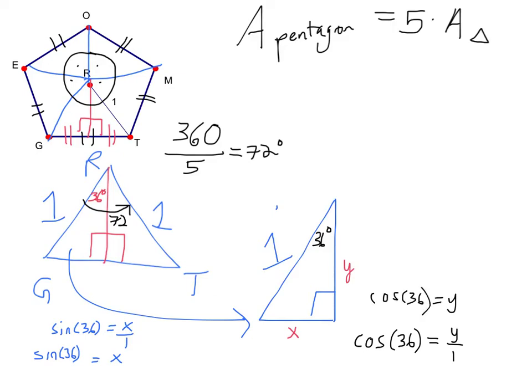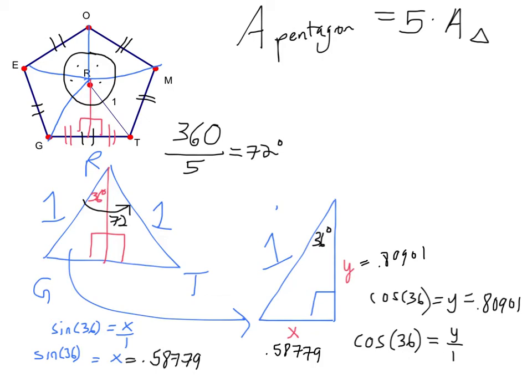Okay, let me pause this. So now that I just found the sine of 36 degrees and the cosine of 36 degrees, I now know what x and y are. X is 0.58779, and y is 0.80901.